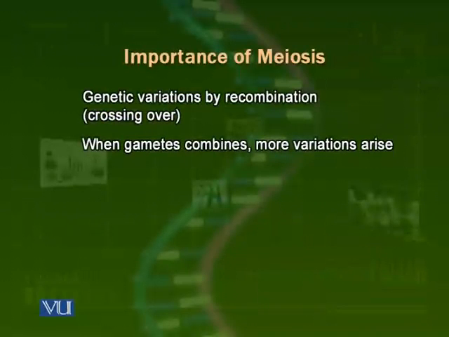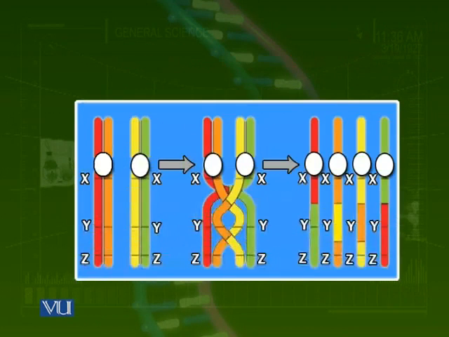This is the importance of meiosis, the genetic variation, which usually makes organisms more fit to survive in changing environments. Just have a look at the diagram, which shows homologous pairs and then shows a recombination, a chiasmata formation at two places.